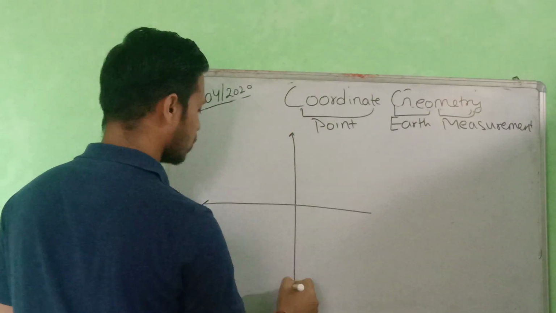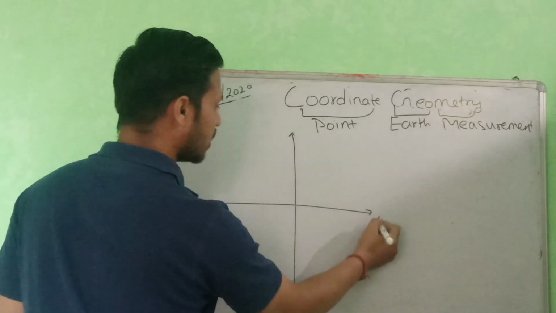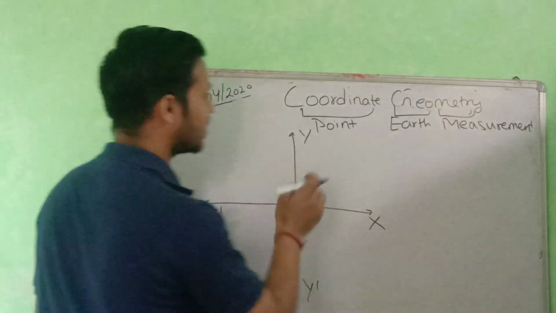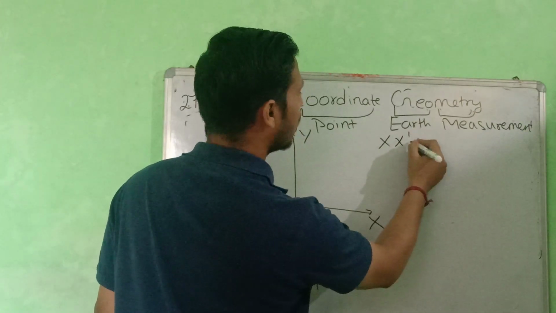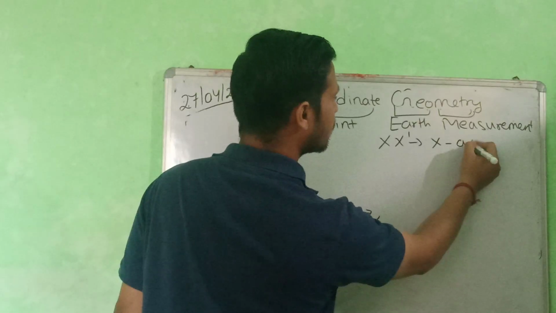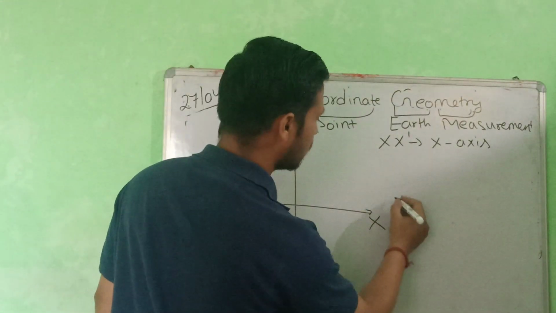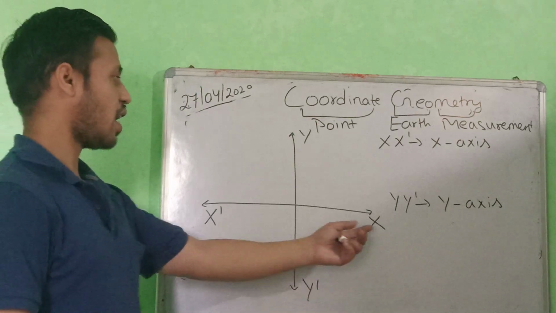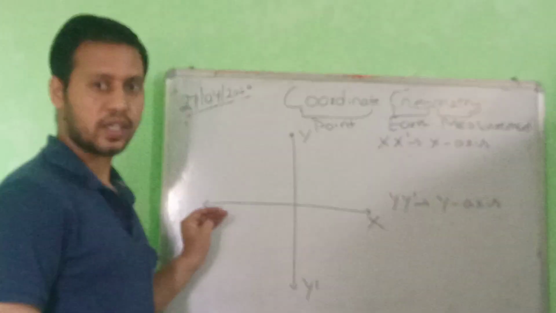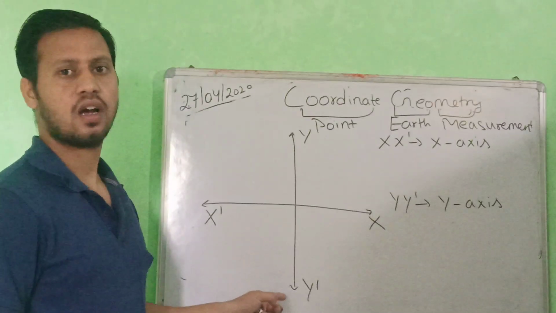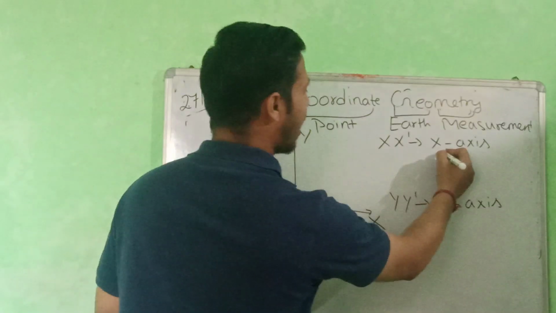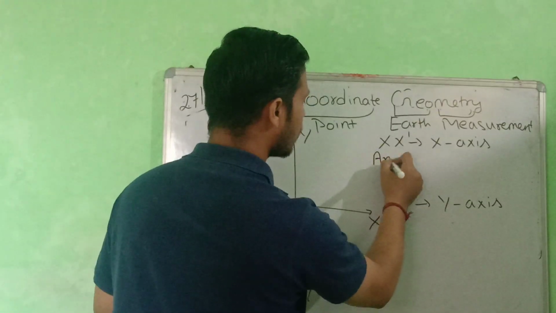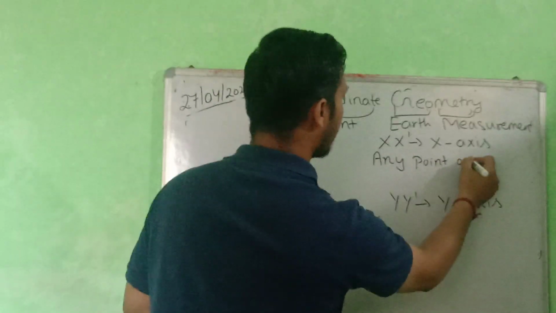Look here. This is named x, this is x dash, this is y, this is y dash. This x dash is also known as the x axis, and this y dash is known as the y axis. Clear? X to x dash, this whole horizontal line, is known as the x axis, and this vertical line is known as the y axis.